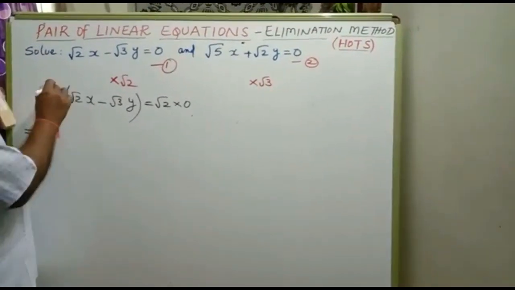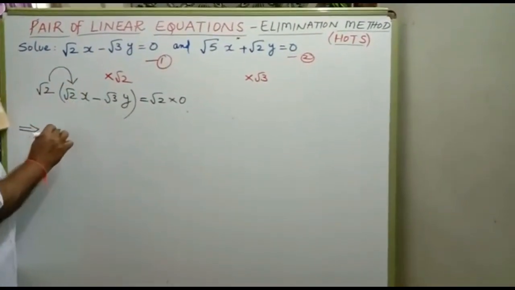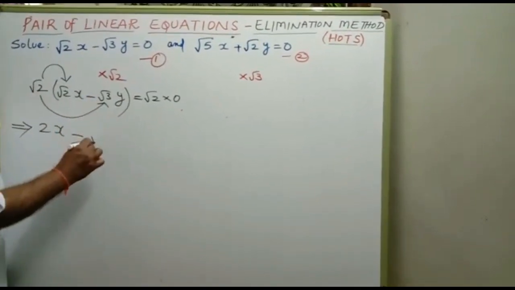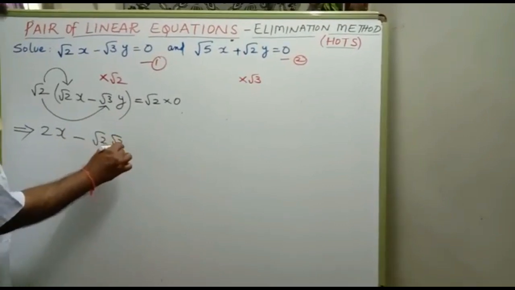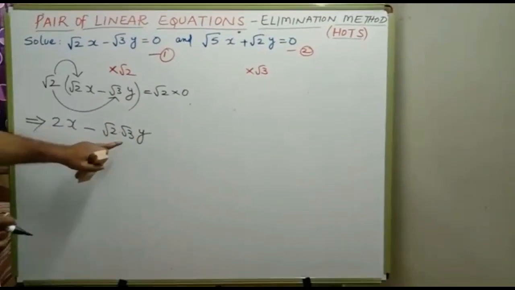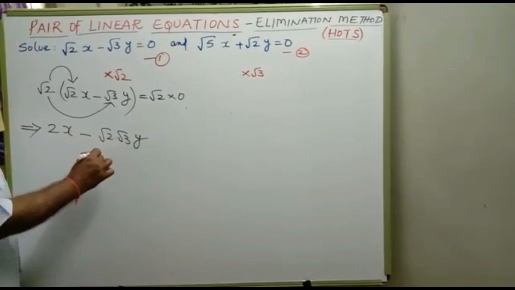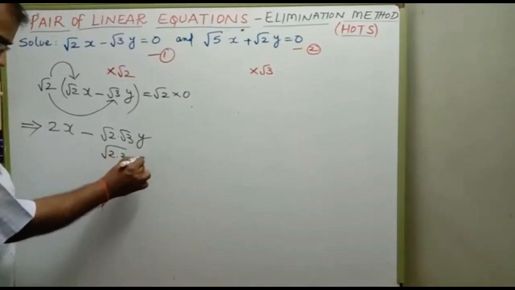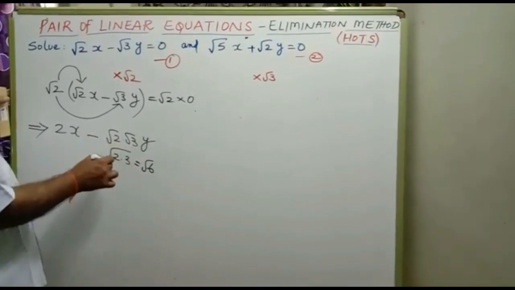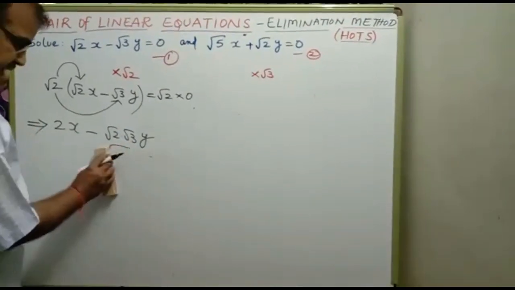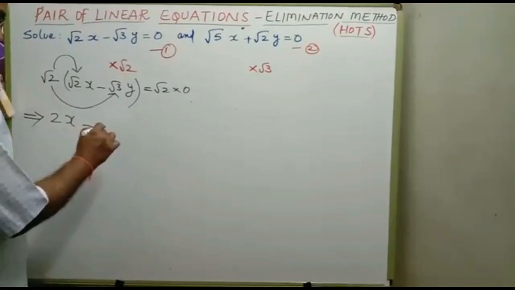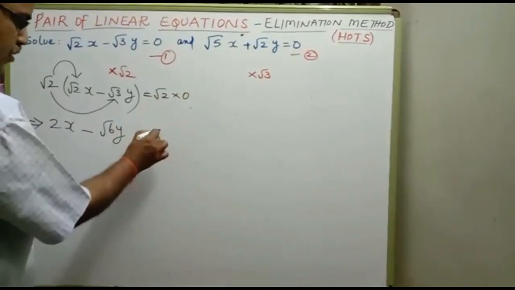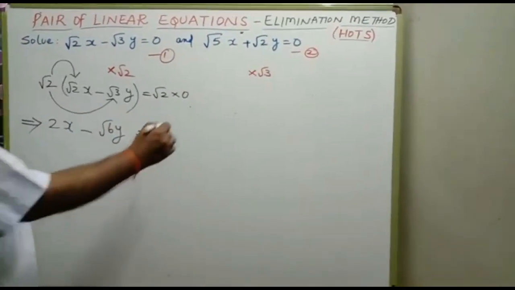That's why, multiplying this and this, 2x minus root 2 into root 3y. Root 2 into root 3 is root a into b, root ab. That is nothing but root 6. So root 6y is equal to 0, because root 2 into 0 is equal to 0.